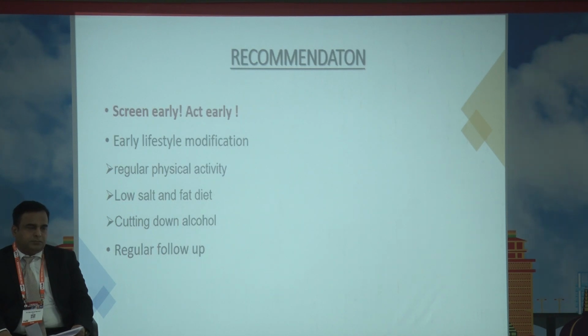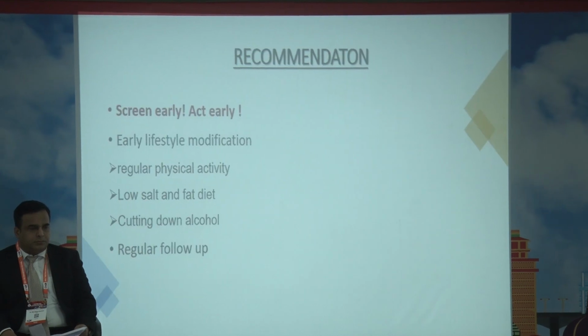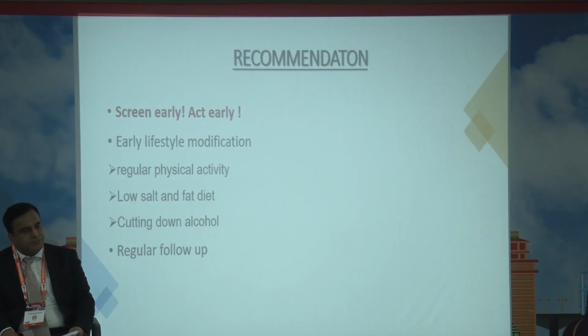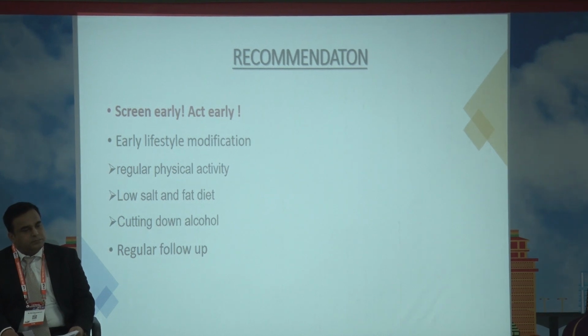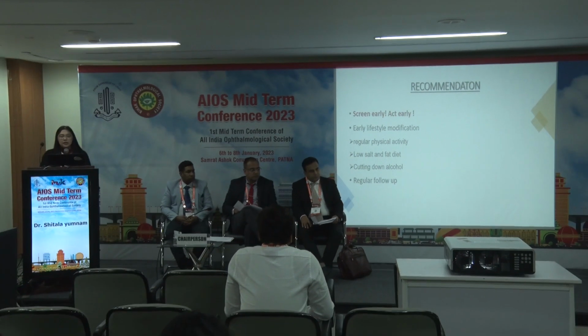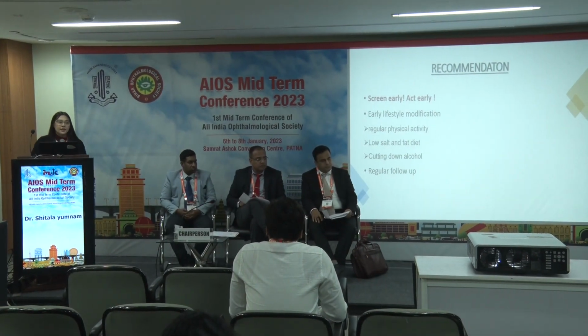It is highly recommended to screen early and act early, as the majority of these patients are young adults and are unaware of their hypertensive status. Their blood pressure must be checked, as hypertension not only causes ocular symptoms but also has systemic comorbidities. Early lifestyle modifications must be advised, which include regular physical activity, a low salt and low fat diet, cutting down on alcohol, etc. And regular follow-up must be done. Thank you.